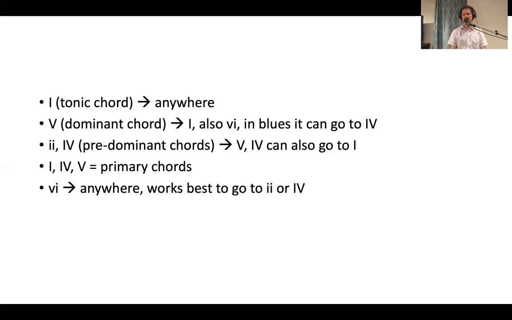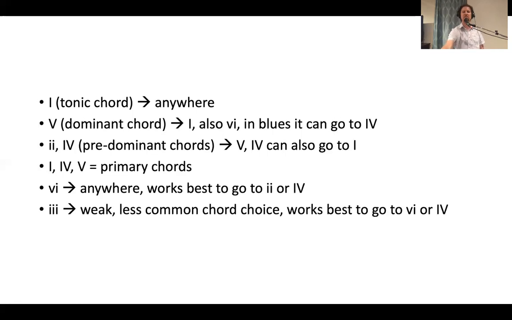So it has a similar sound to 1, 6, 4, 5, because 2 and 4 can function in the same way. All right. So 6 could go to 2 or to 4, like I just said, but really it could go anywhere. It's just you can end up with a really nice, conventional, logical kind of chord progression. If 6 goes to 2 or 4, one of those predominant chords, they go to 5, and then 5 can go to 1. It's just nice and neat.